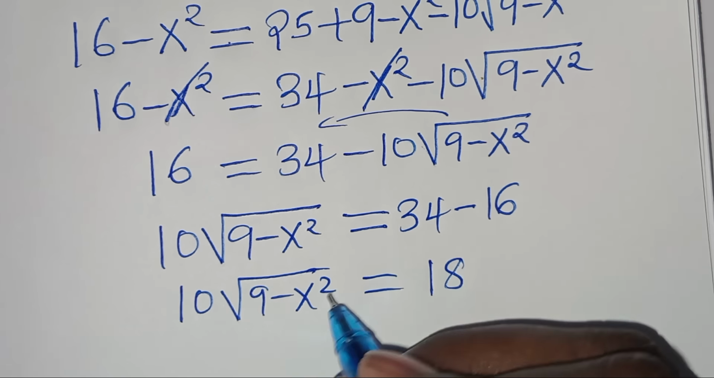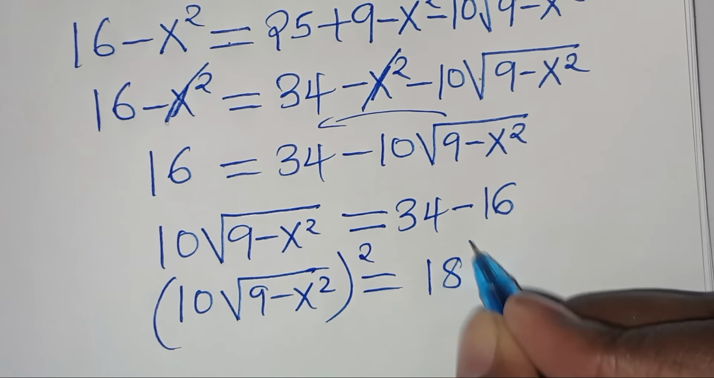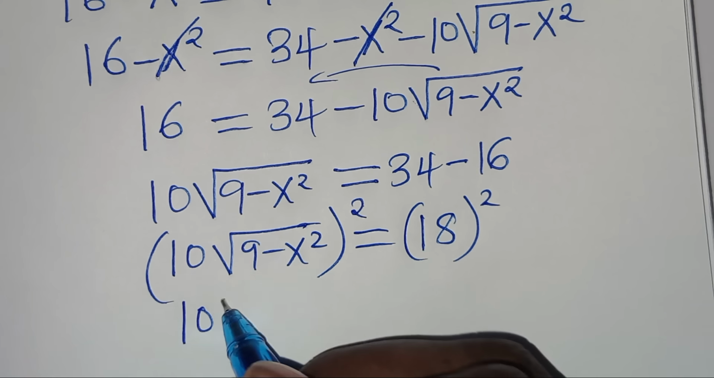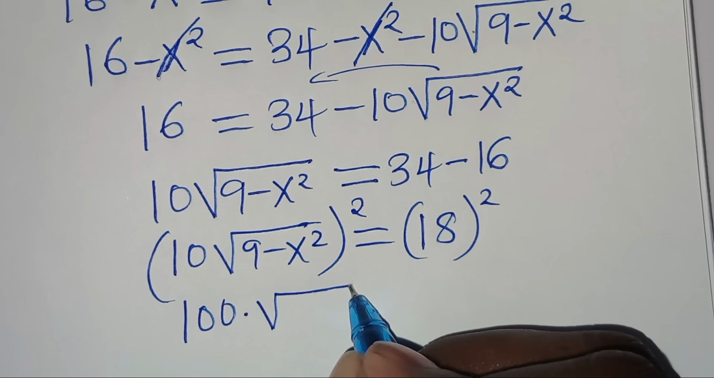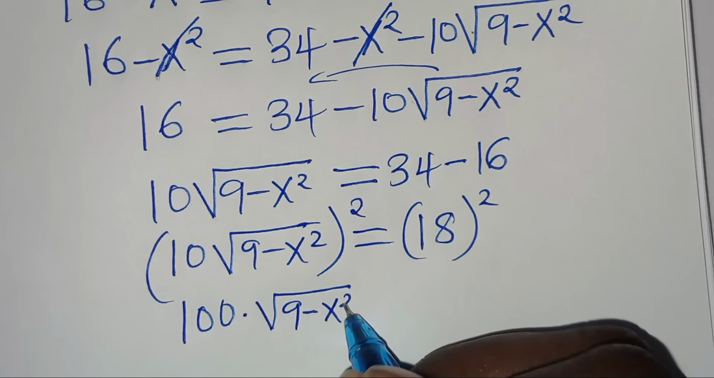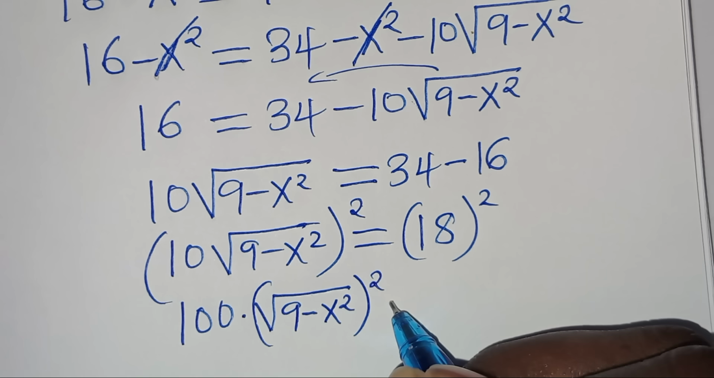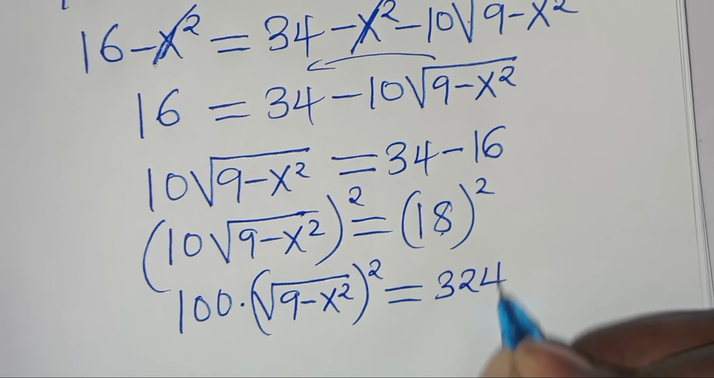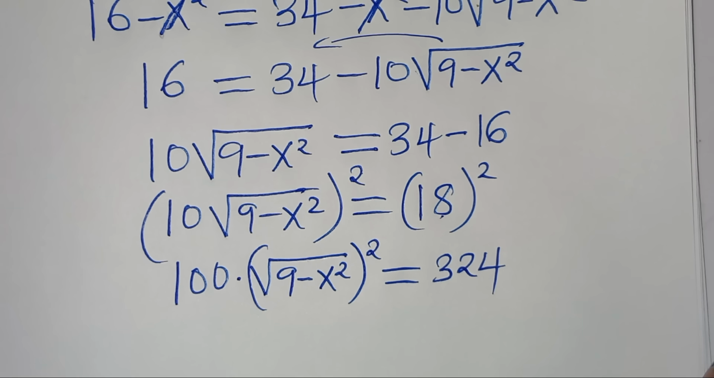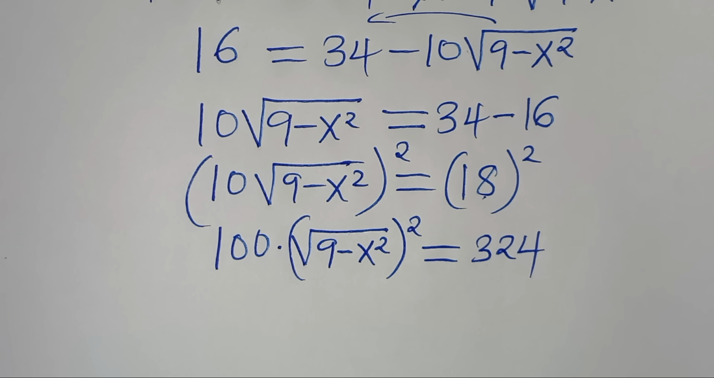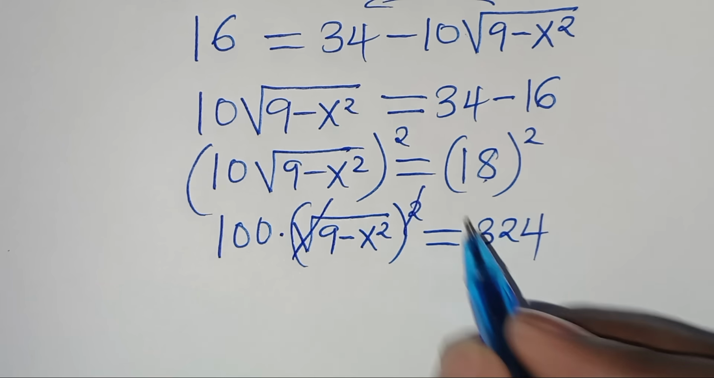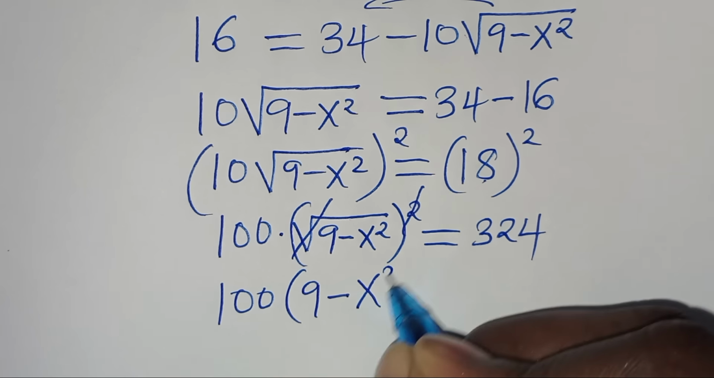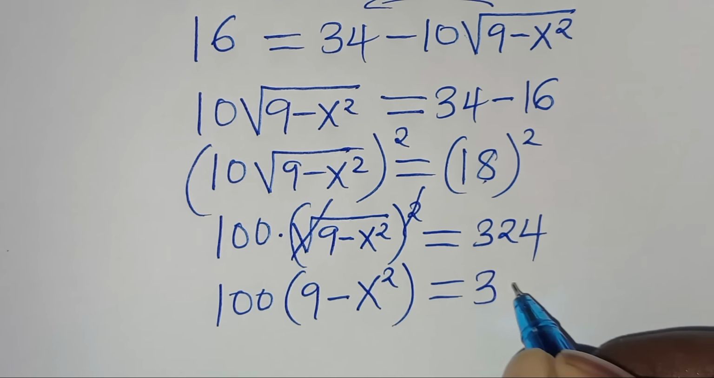The next step is to square on both sides from here. So that now 10 squared, this is 100, multiplied by square root of 9 minus x to the power of 2 raised to the power of 2. This is equal to 18 squared, which is equal to 324. So let's eliminate the square root sign here. So this is 100 multiplied by 9 minus x to the power of 2. This is equal to 324.